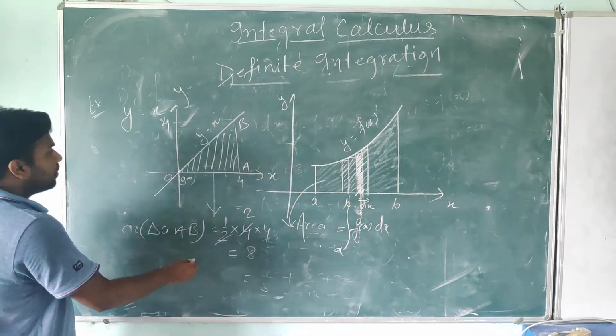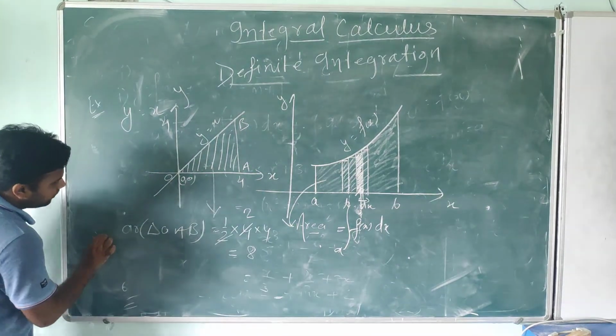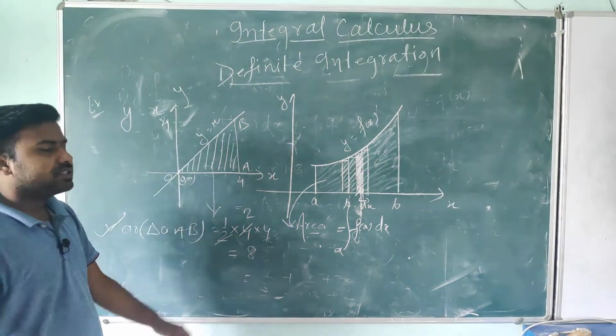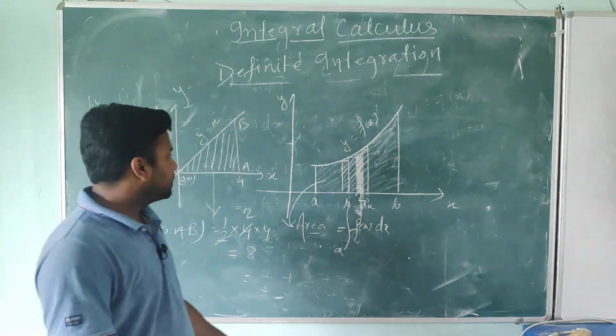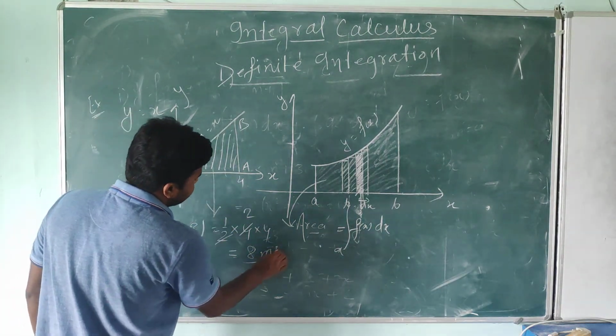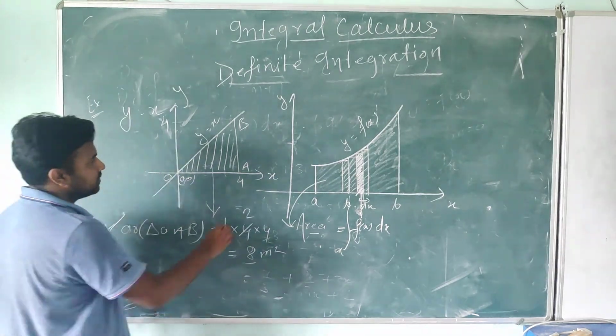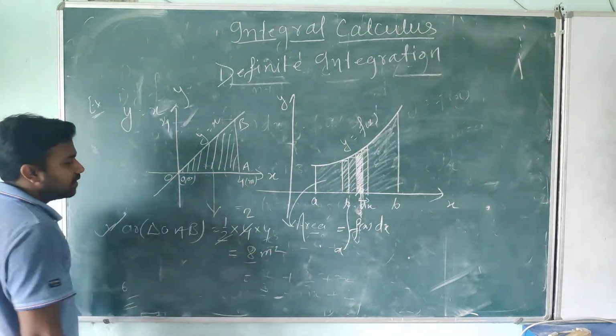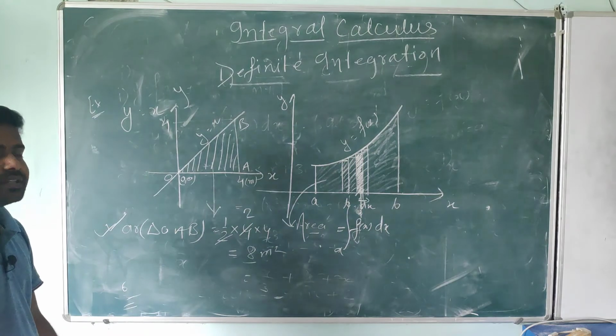Okay students, so this method is very simple. It is our traditional method, we learned these things in our 6th and 7th class, and using that method I find that the area under this is 8 meter square. I am assuming everything is given in meters. So the area will be 8 meter square.